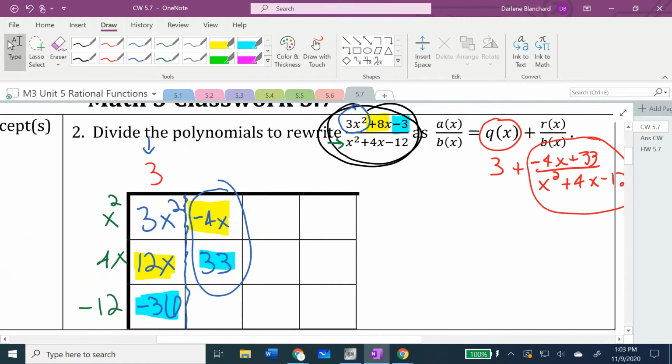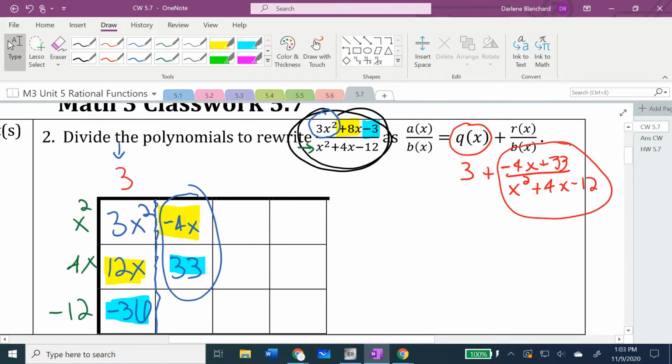And I had everyone do polynomial division of this numerator divided by this denominator. And we ended up getting that the function that we are ultimately wanting to graph is an entire quotient of 3 plus, and then a remainder that didn't get divided. Now what we're going to do is focus on just the remainder over the divisor, and we're going to graph that on its own.